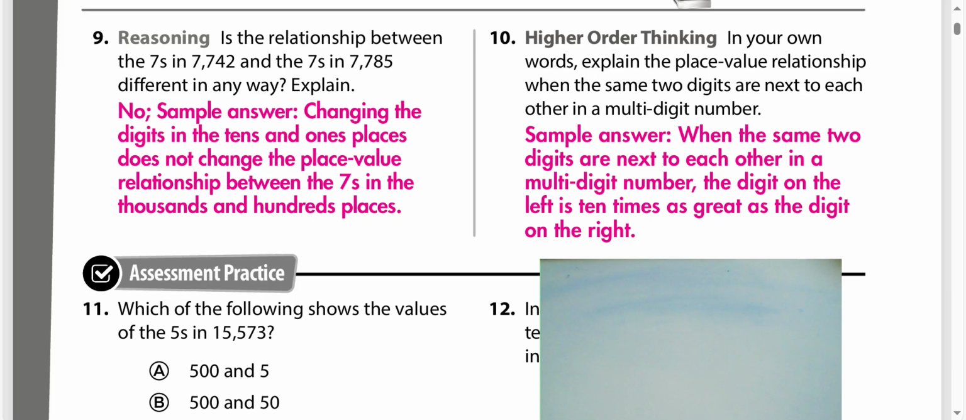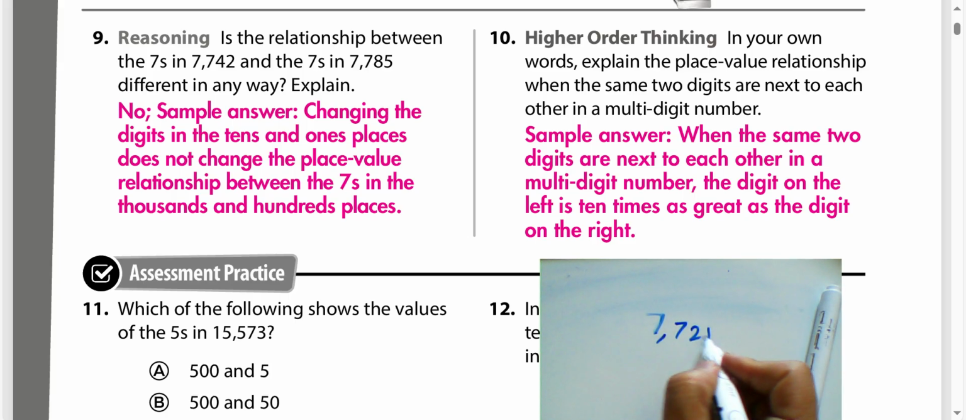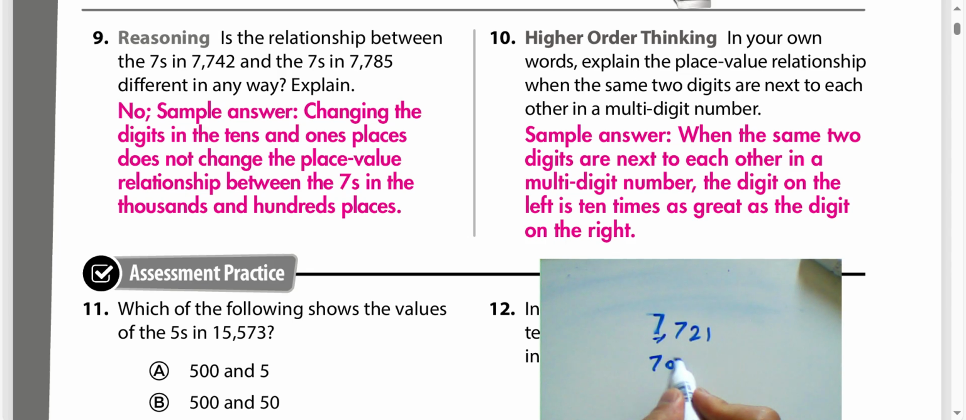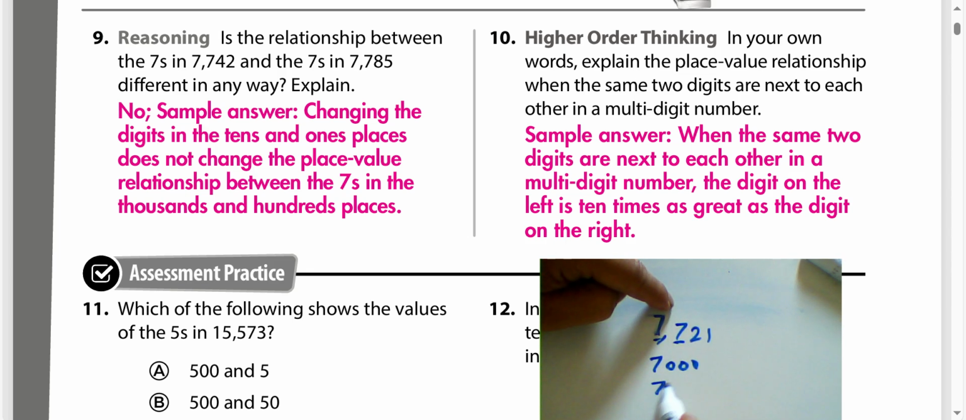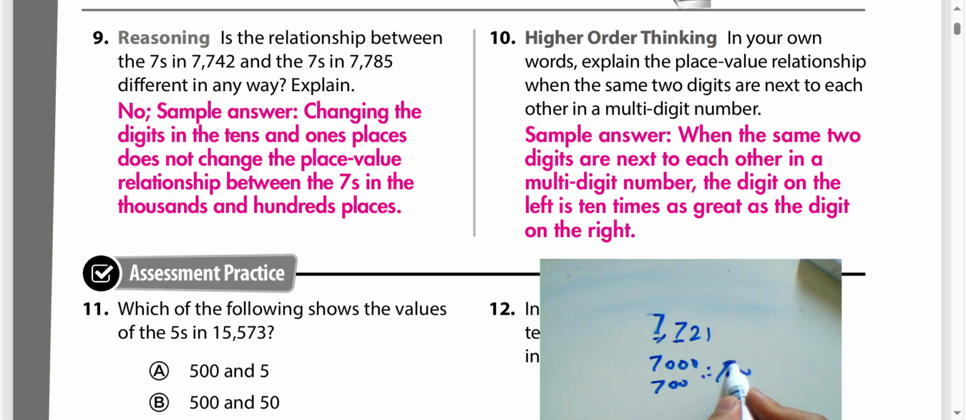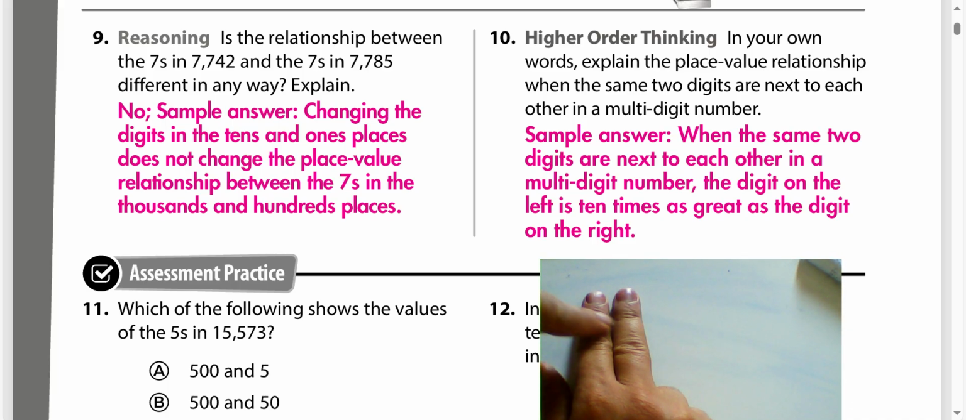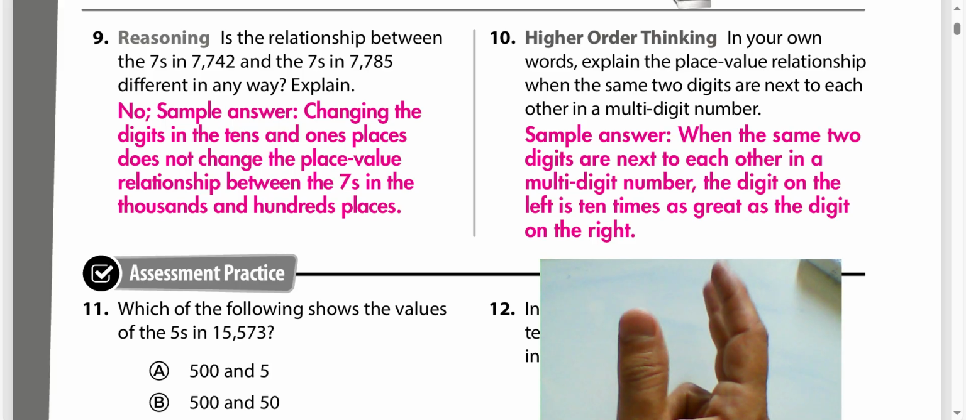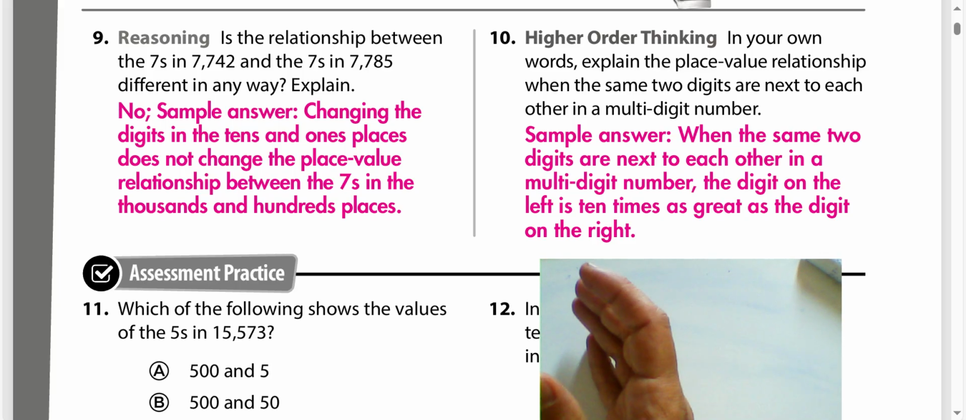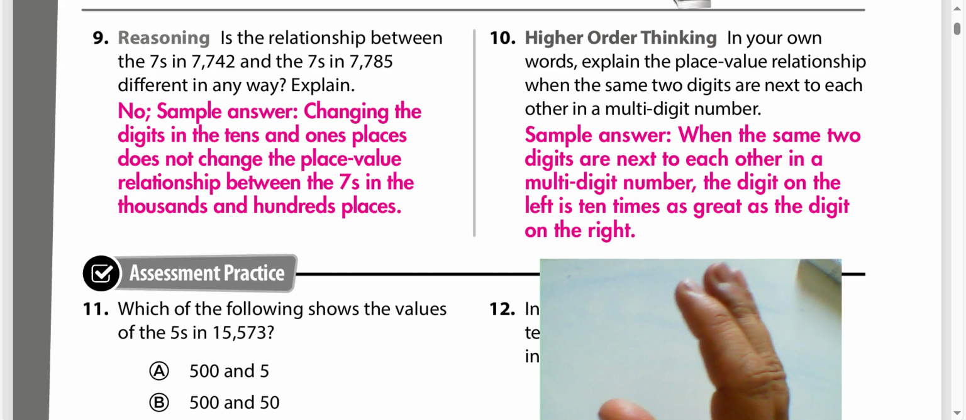We know that when the same two digits are next to each other, we multiply by 10. Like if we have 7,721, the value of digit 7 in the thousands place will be 7,000, and the value of digit 7 here will be 700. Then 7,000 equals 10 times 700. So we have the relation between the two numbers in 7,700. If we have two digits next to each other, it multiplies the number. The digit on the left is 10 times greater than the digit on the right. Okay.